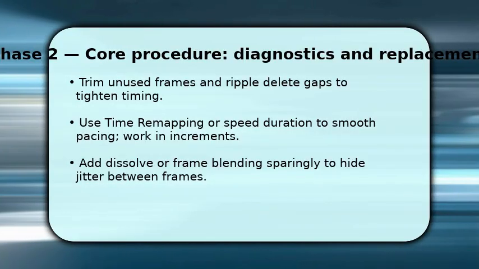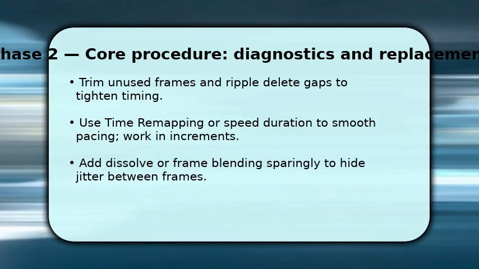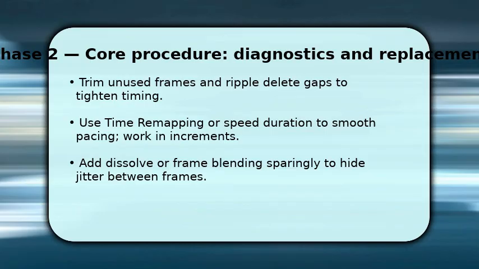Once pacing feels right, apply frame blending or short dissolves only where jitter is obvious. Overuse softens the stop-motion look. Make incremental changes, play back at full resolution, and confirm motion reads smoothly before moving to color.